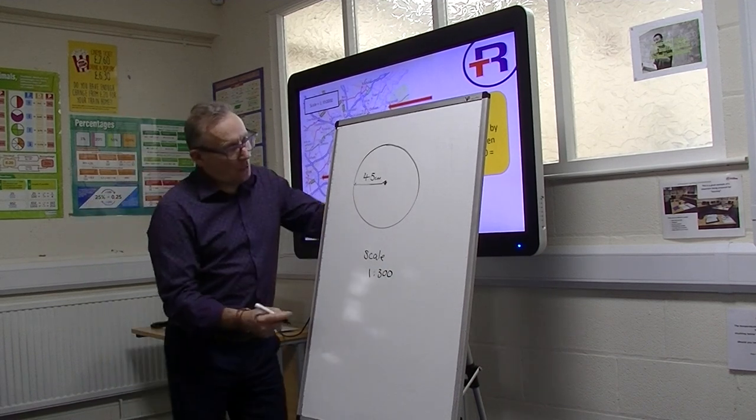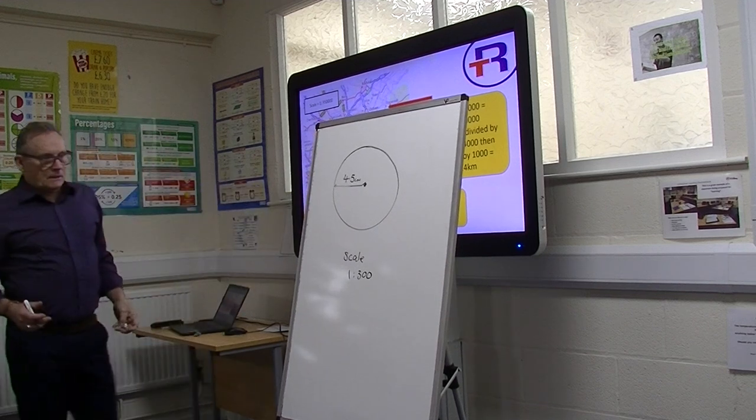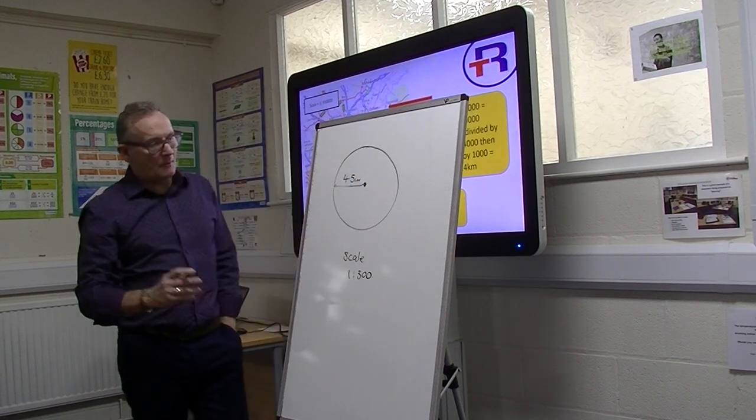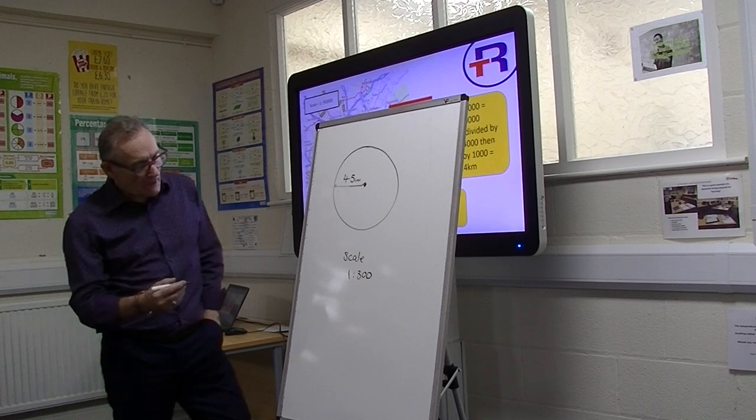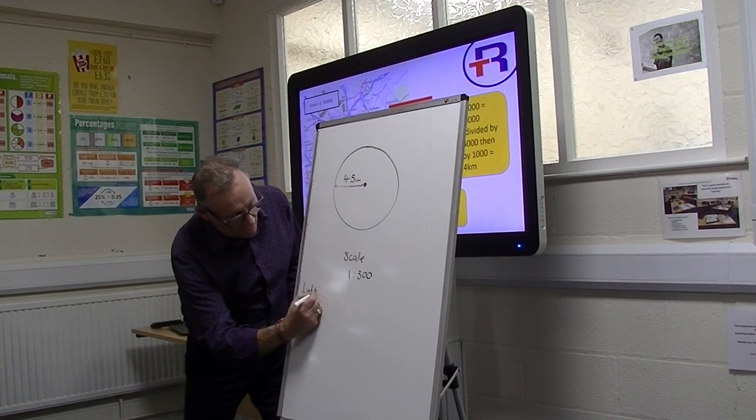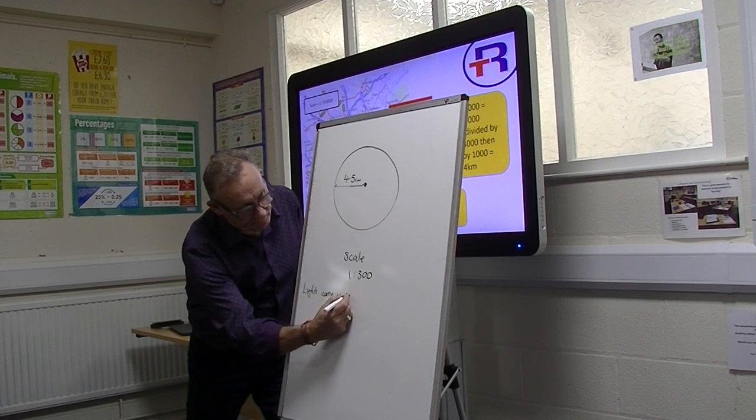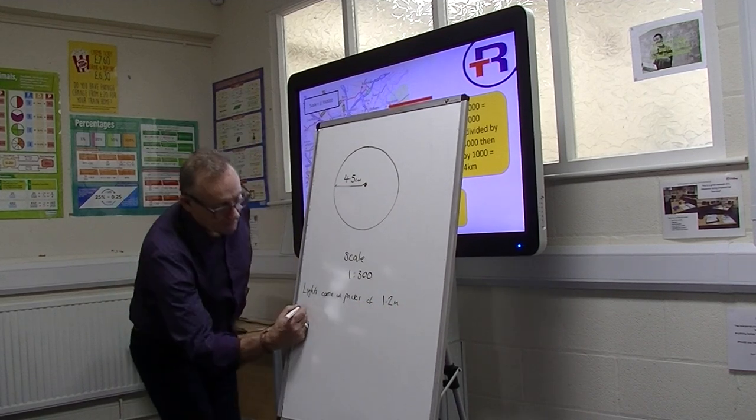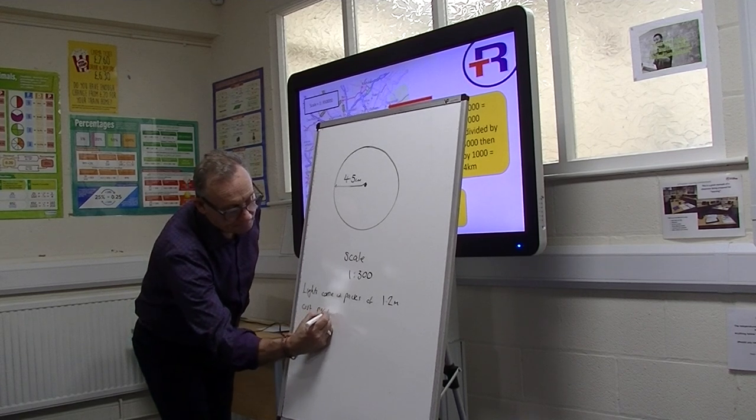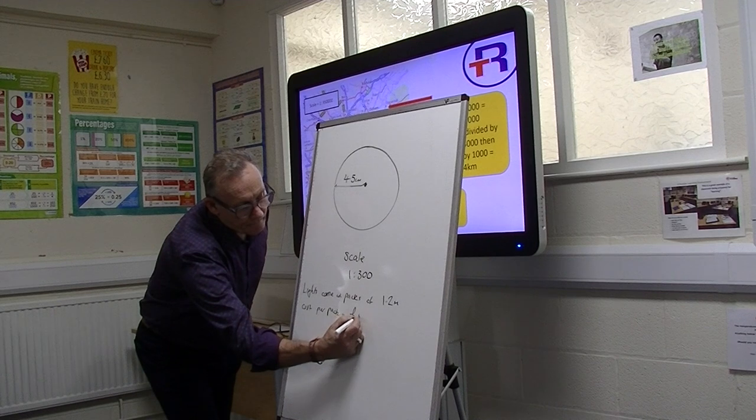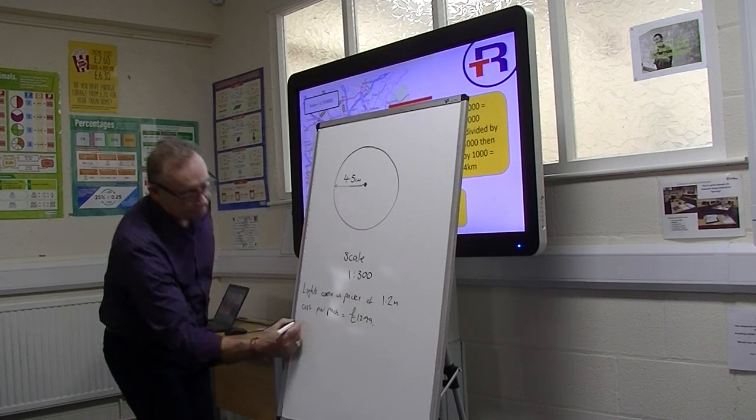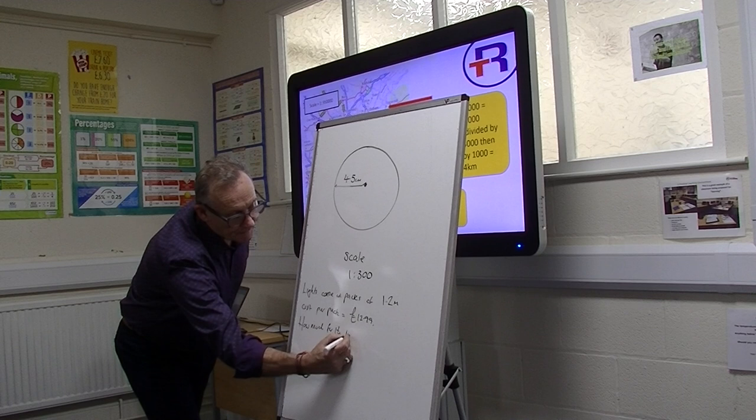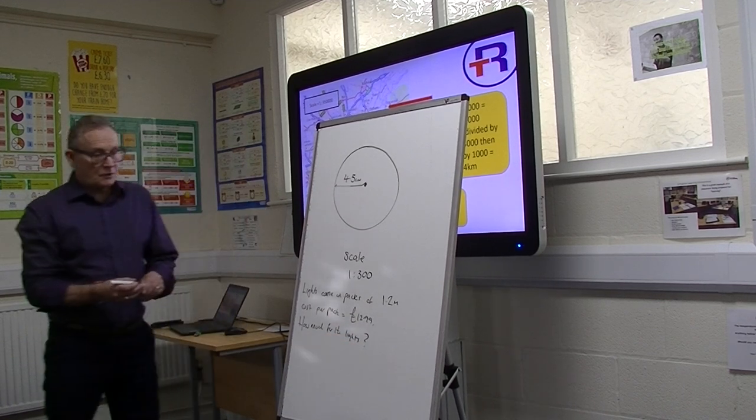Okay, so Jane is going to put some lights around this bandstand. The lights come in packs of 1.2 metres. The cost per pack is $12.99. How much for the lights? How much is it going to cost us to put the lights around?